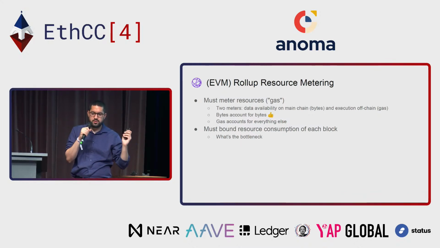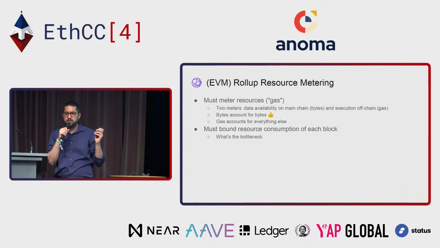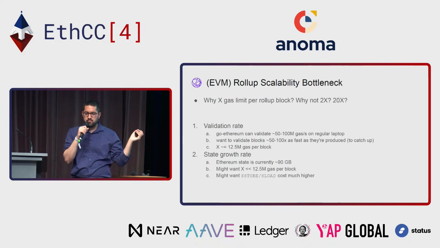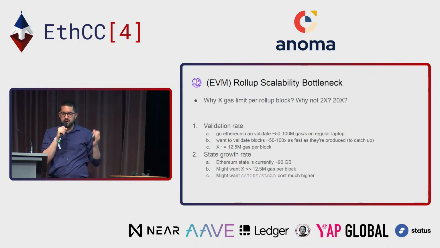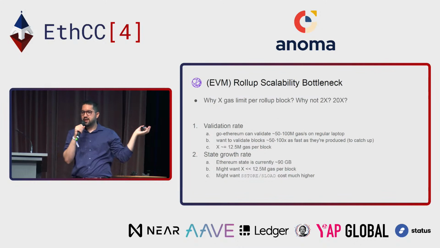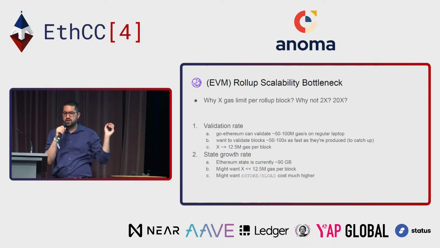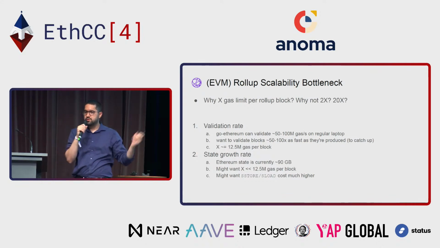And you also have to bound the resource consumption of each block. So to bound the resource consumption, we have to say, what's the bottleneck of our EVM rollups? Okay. So we pretend we have some EVM rollup. Why do we choose some gas limit X per rollup block? I haven't said what X is, but we're going to determine the parameter in this slide, but why X? Why not 2x? Why not 20x? Right? Why do we choose this parameter here?